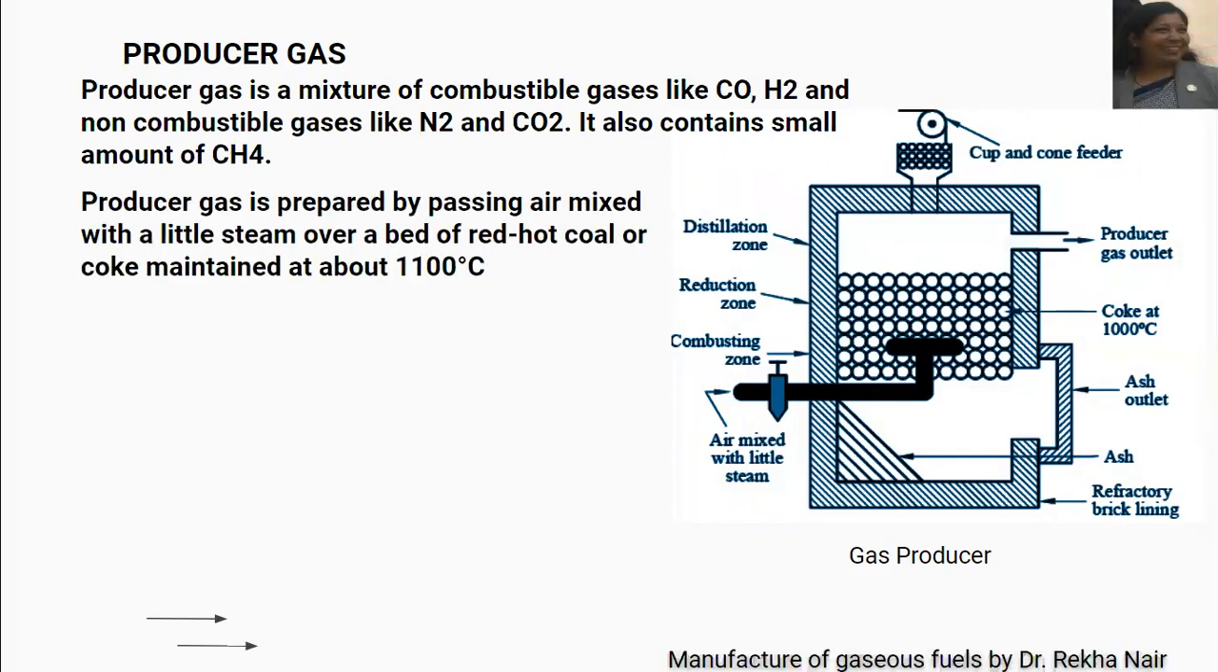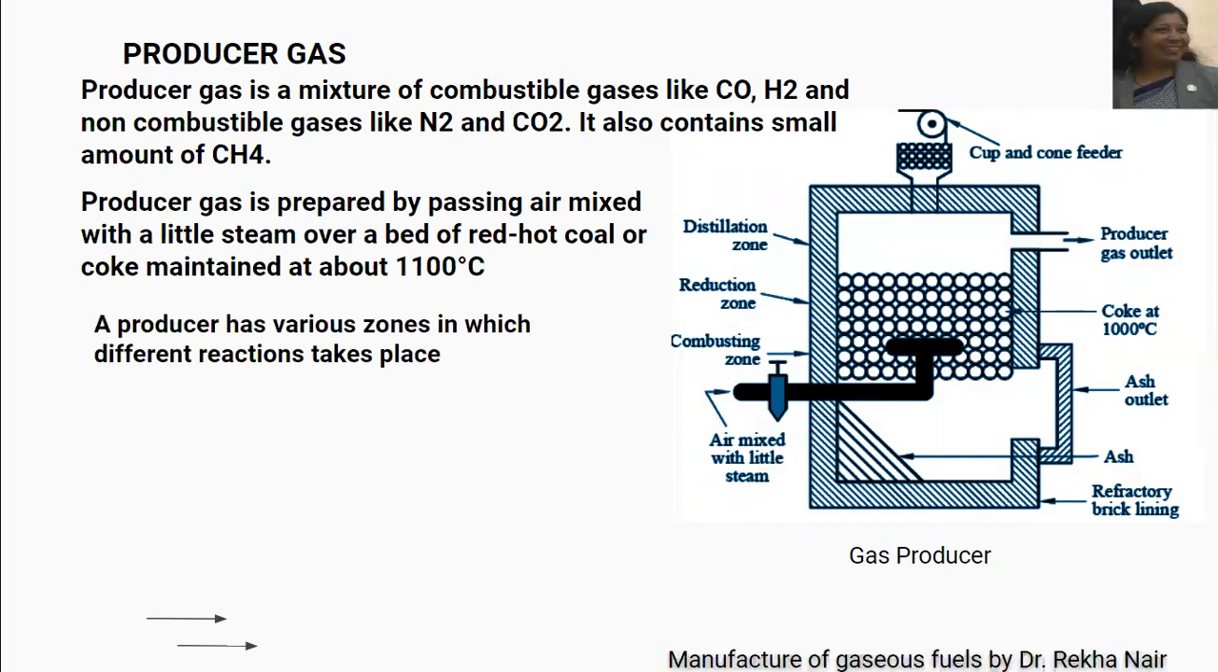The producer gas is prepared by passing air mixed with a little steam over a bed of red hot coal or coke, which is maintained at around 1100 degrees centigrade. There are various zones in which different reactions take place.